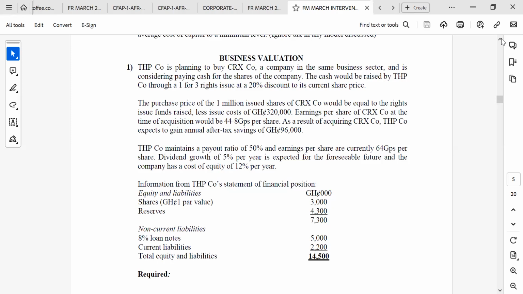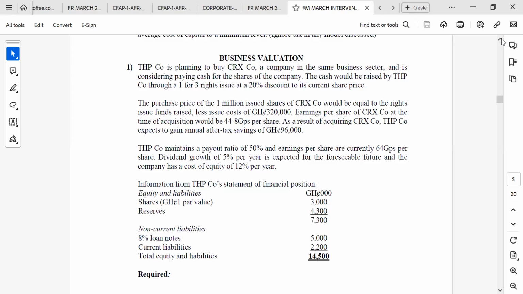So this one, we are looking for the total value of the company, but we don't have enough information to know the percentage of the shares that the company is buying. So we assume that they are buying 100% of the shares, because nothing is said about the percentage. The question also says the purchase price of the 1 million issued shares, so these are the shares they have in issue, the shares they have outstanding. So we pick the 1 million.